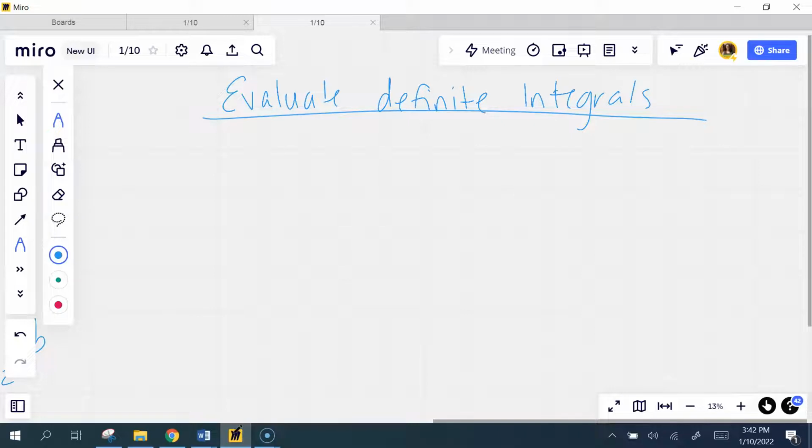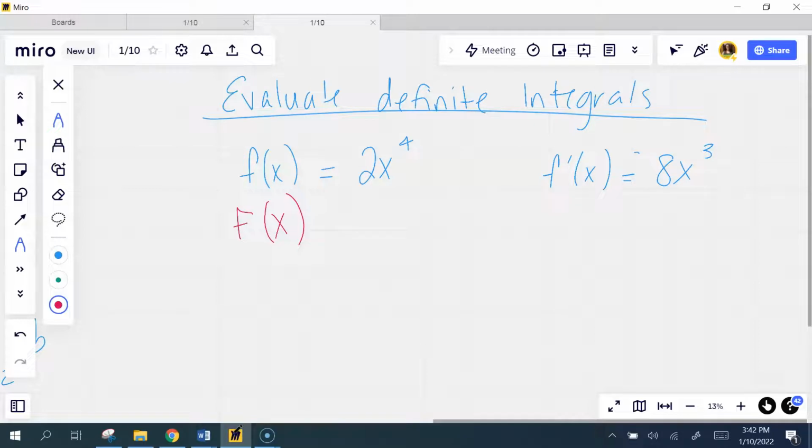So remember we had some things where we said if we had like this function that was 2x to the 4th, right? To find the derivative, of course, we multiply and we subtract 1 from the exponent. But to go backwards with that, this is where we find the antiderivative. So this is where we do the big F, right?